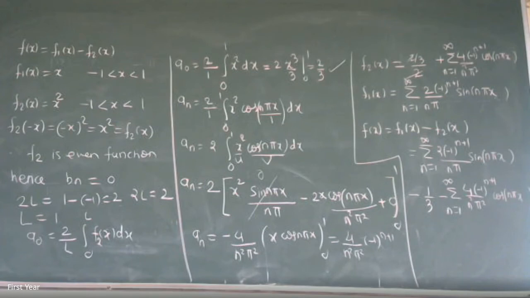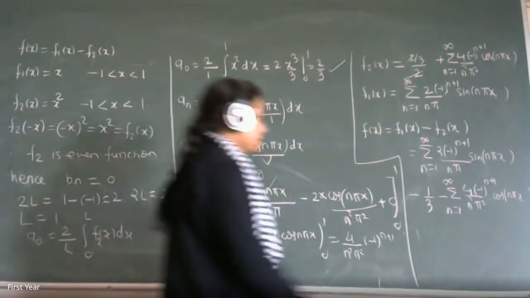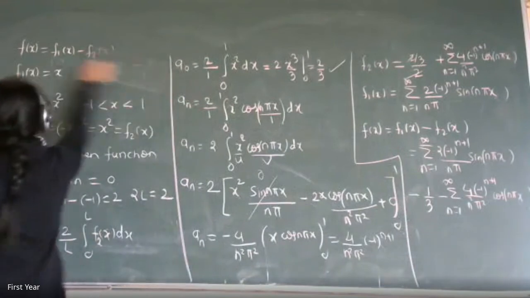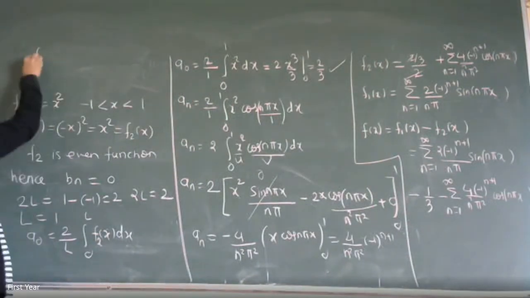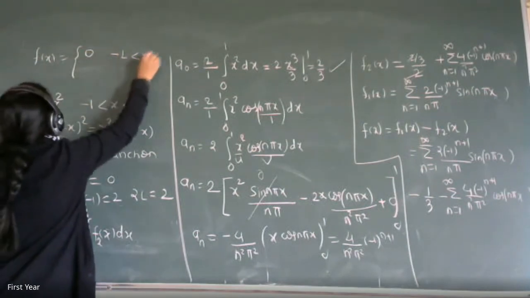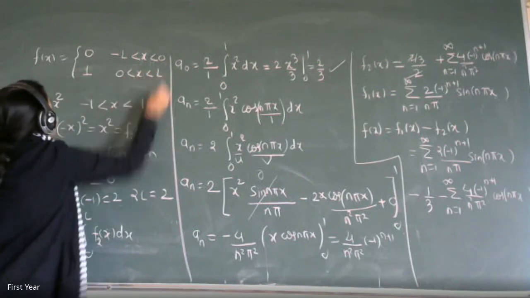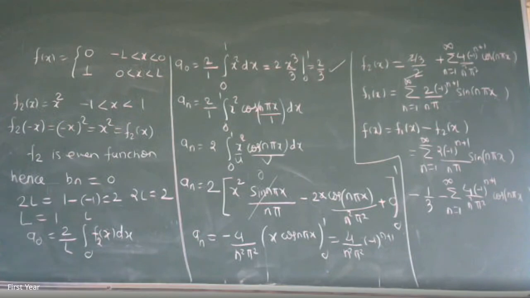Don't go for even odd. Directly go for solving the Fourier series. Okay, take down the question. Find the Fourier series for f of x is equal to 0 for minus pi less than x less than 0 and 1 for 0 less than x less than pi.